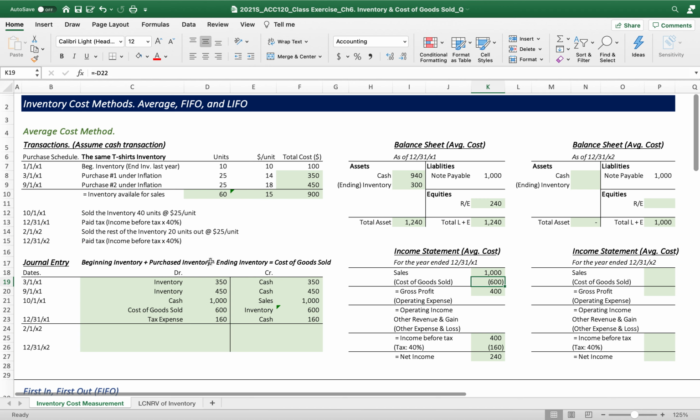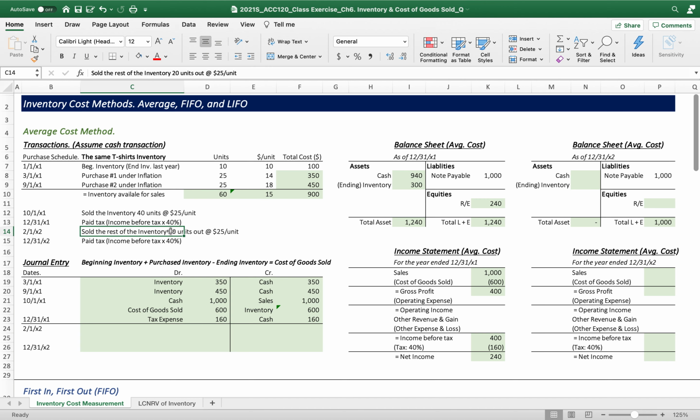Now, next year, we made sales by selling the rest of the inventory, 20 units. Why? We sold 40 units out of 60, then the remaining is 20 units. So these 20 units are sold at $25 per unit.